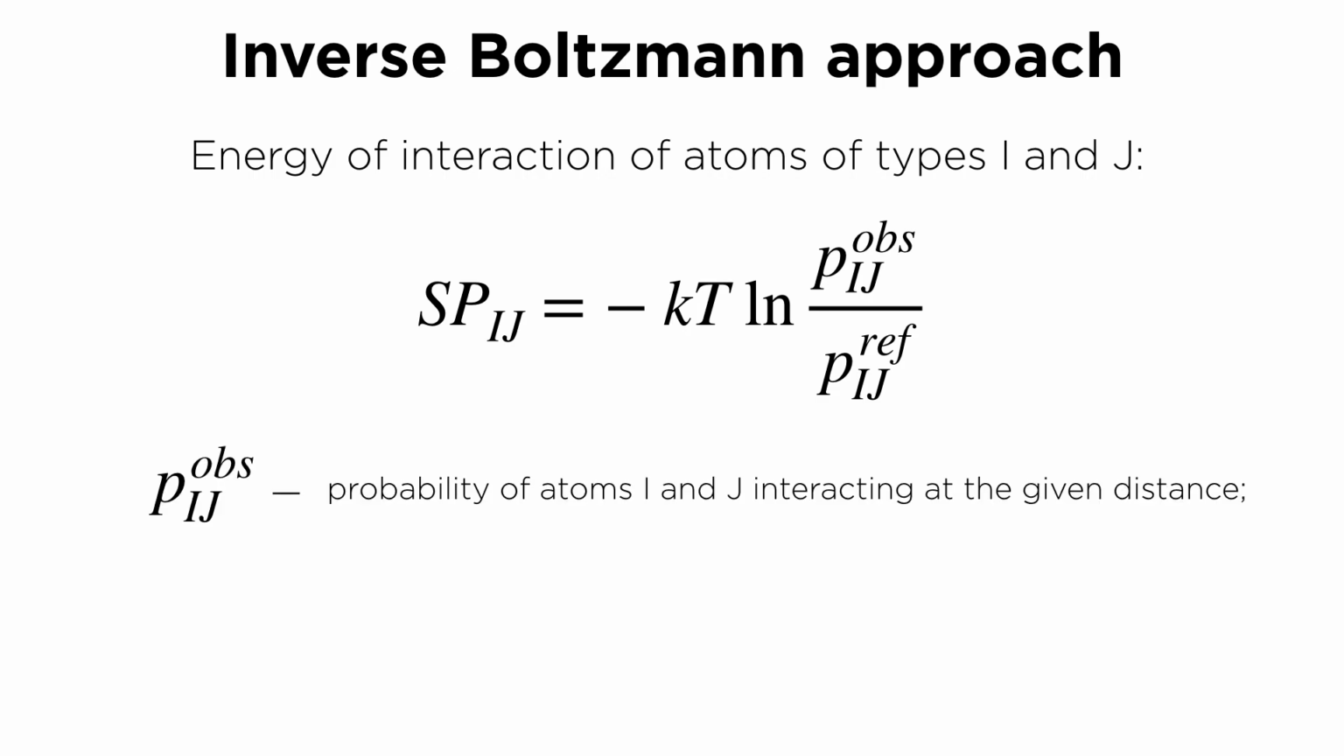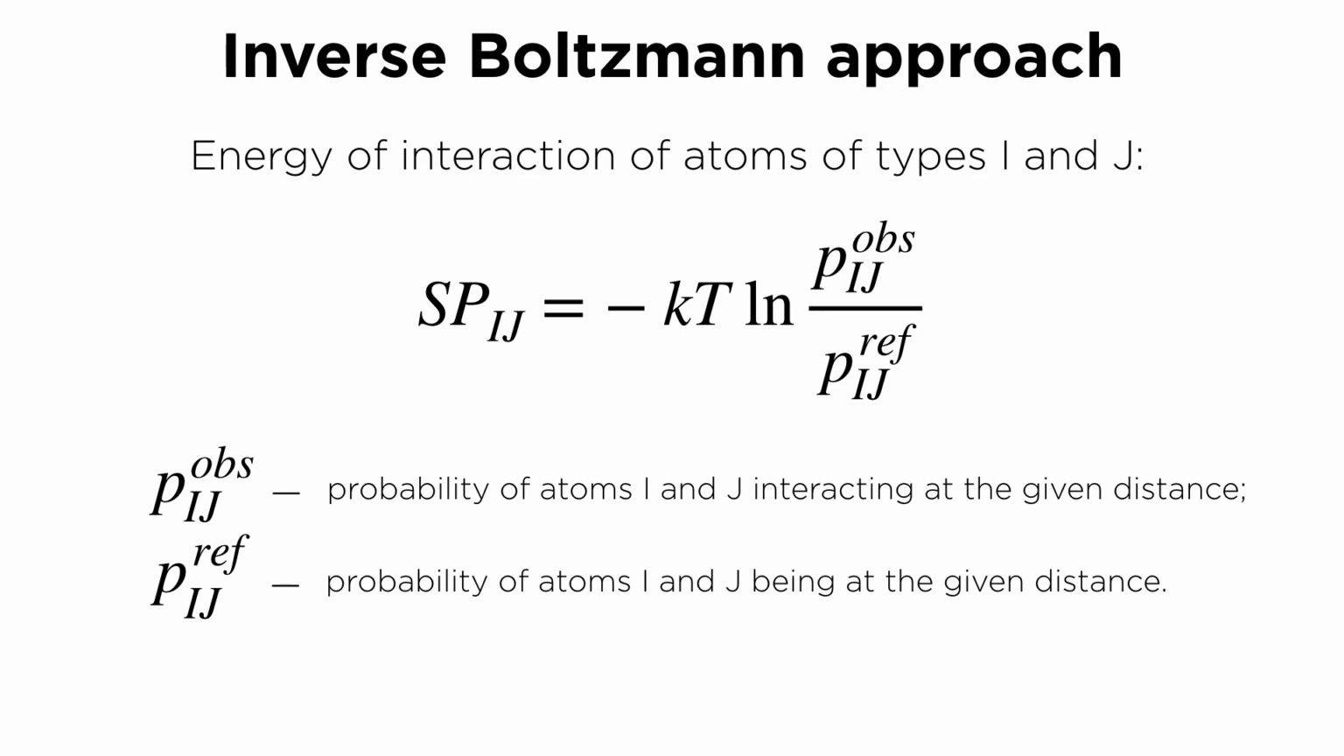where p-ops is the probability of atoms of type I and J interacting at a given distance, and p-ref is the probability of atoms I and J being at the given distance at all. Piper introduced a new statistical potential called DARS, which presented a novel way of calculating p-ref.